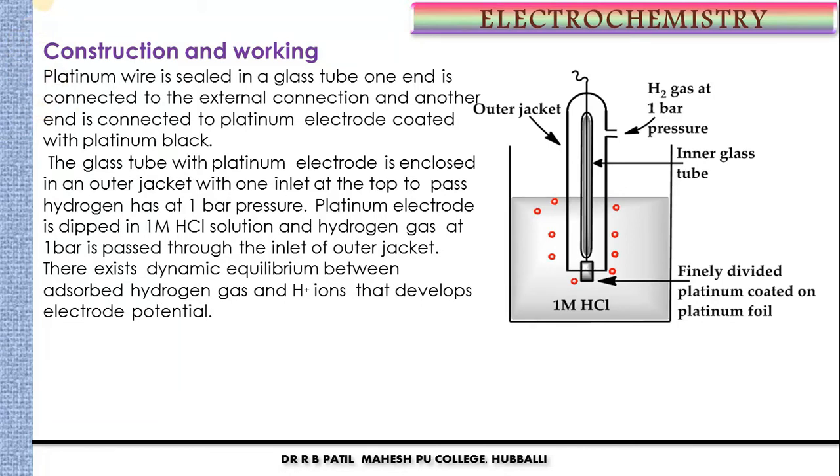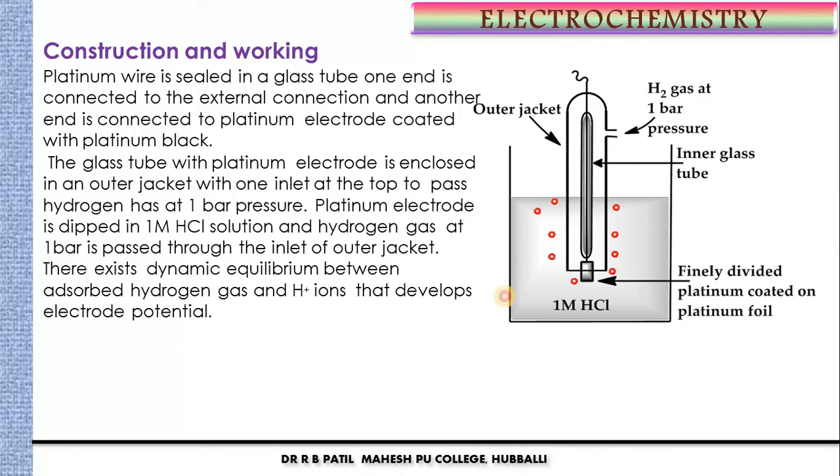Now what happens? This platinum electrode is enclosed in an outer glass jacket that has an inlet at the top to pass hydrogen gas at 1 bar pressure. Now this platinum electrode is kept in a beaker containing 1 molar HCl solution. There exists an equilibrium between adsorbed hydrogen gas and H plus ions present in the solution that develops electrode potential. I hope that this explanation is clear to you. Now the reactions are very important. They ask for reactions and a diagram.